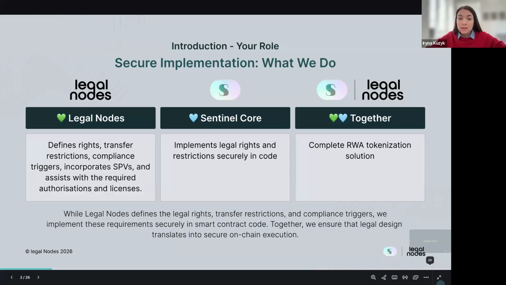In practice, that means structuring the ecosystem of entities involved in the project, defining the legal relationships between them, and preparing the documentation needed to issue and distribute tokenized assets. And importantly, for today's topic, we work closely with Sentinel Core, our development team, to ensure that legal rights and compliance requirements are properly reflected in the smart contract design and token mechanics. As a result, you have a turnkey tokenization solution.